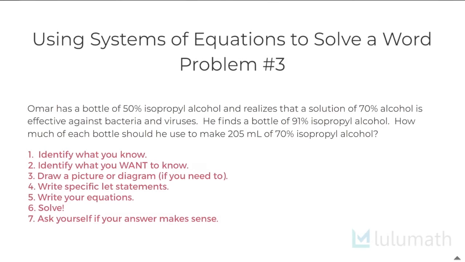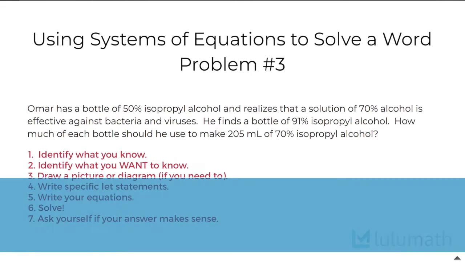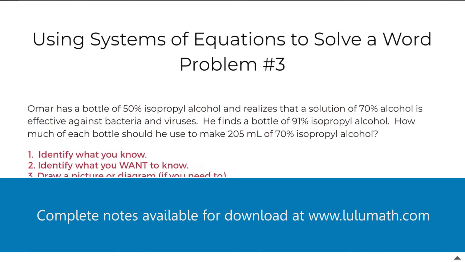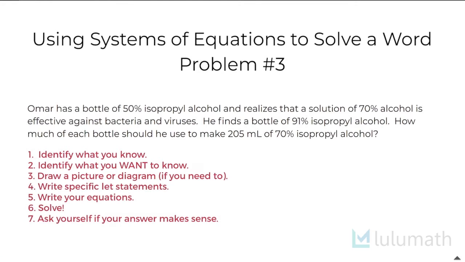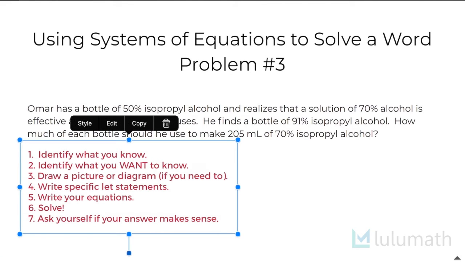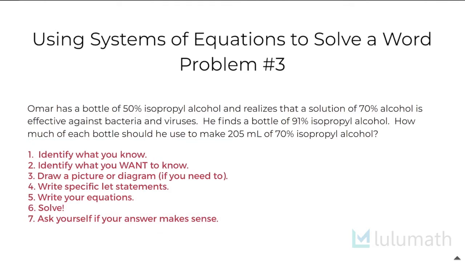This video is on using systems of equations to solve a word problem. This is the third video, so make sure to check out the first two if you haven't already, especially because these 7 steps are discussed a little bit more in depth in video number 1. So the first thing that we want to do is we always want to identify what you know. As I'm reading this problem, I'm going to highlight the key information that's given to me, okay?